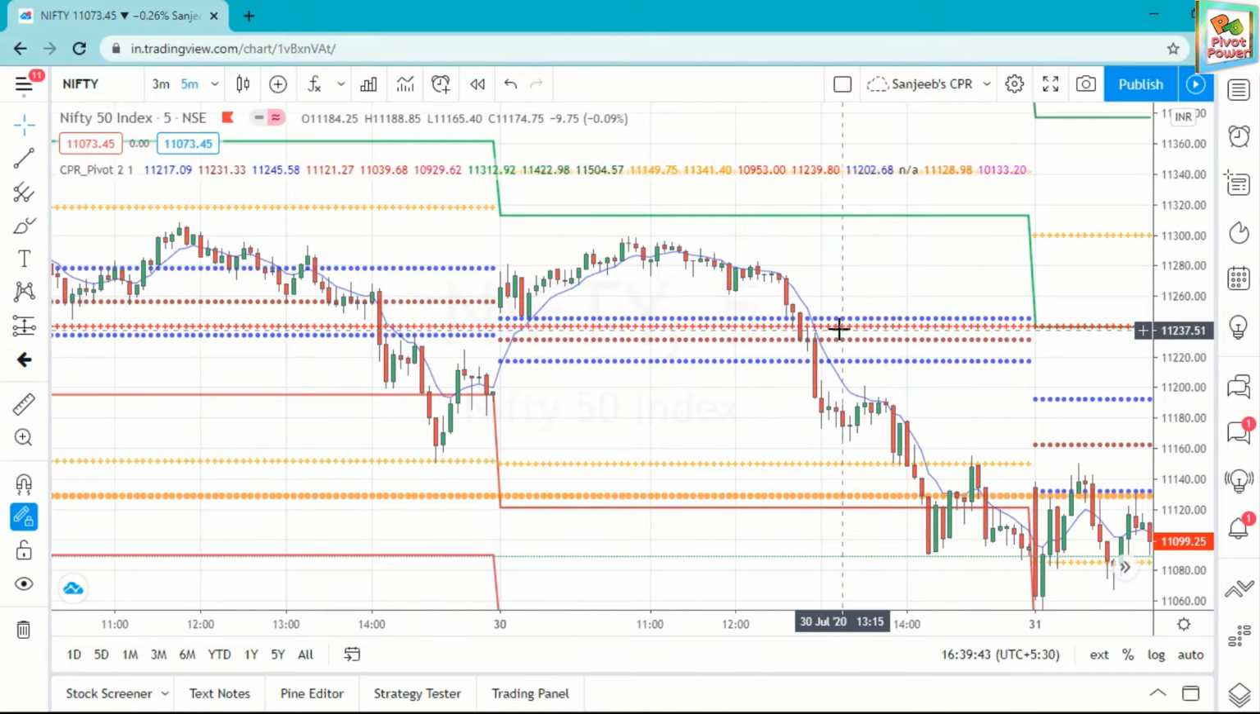We can trail the stop loss. See here the price moves here. It also breaks the bottom CPR. Here also you see the price moves up. Someone may think that the price will go up and exit here, but the price will go lower and lower and lower, and one can take more profit here.